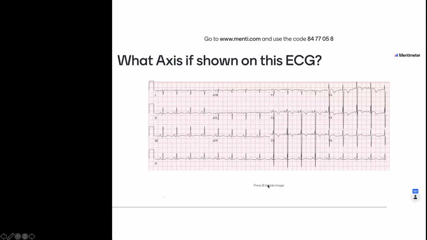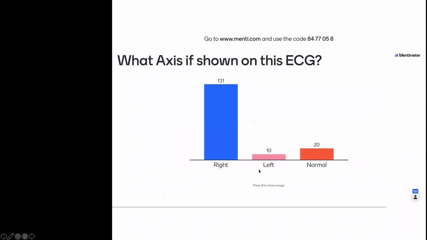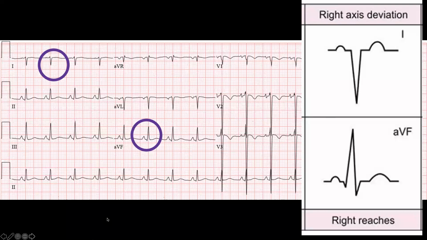Let's have a look and see what everyone said. We've got right, left, and normal. Well done to everyone who said it was right. Looking at that ECG, you can see generally in lead 1, it's pointing down, and in aVF, it's pointing up. So they're reaching each other.